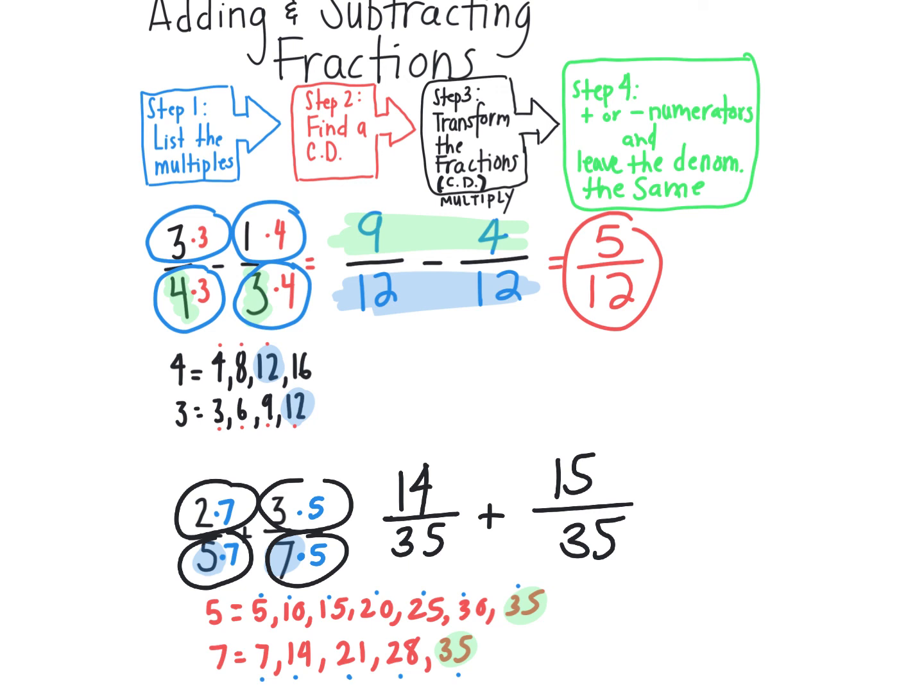Lastly, we need to add or subtract. In this case, we are adding. So 14 plus 15 is 29. And then it says on step 4, just leave these the same, so we just leave it 35.